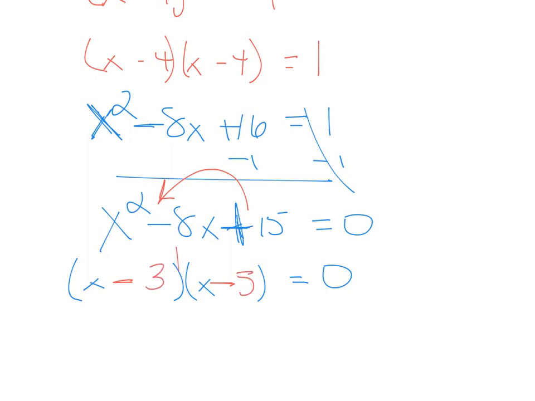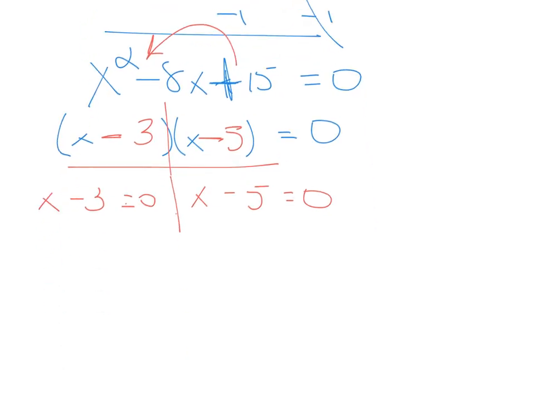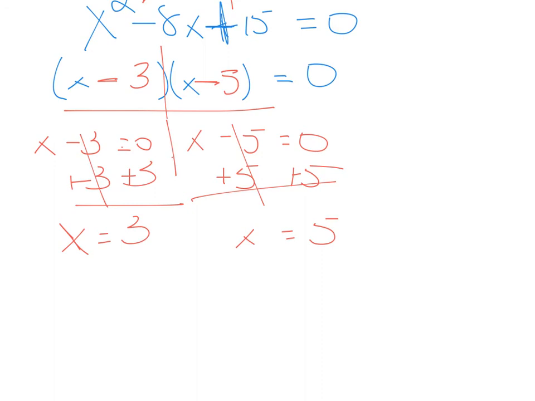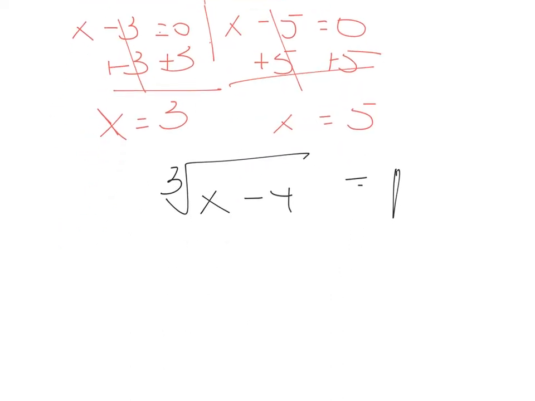In order to solve this, I'm going to split this down the middle, and set both pieces equal to 0 and solve for x. Okay. Now what I'm going to do is add 3 to either side, and I get x equals 3. I'm going to add 5 to both sides, and I will get x equals 5. I need to check this answer in my original equation. My original equation is the cube root of x minus 4 equals 1. So I'm going to plug in 3 and 5 to check. So first I'm going to check 3.